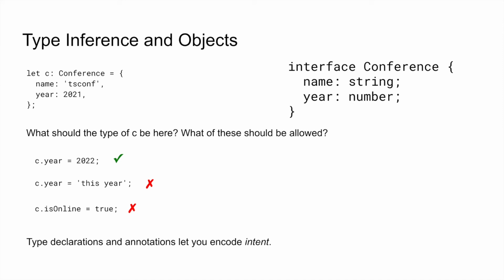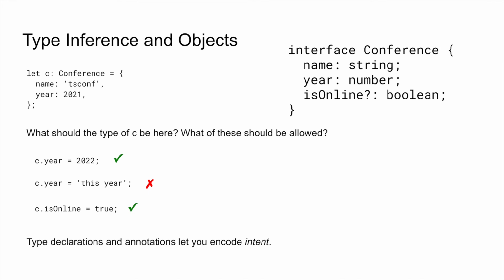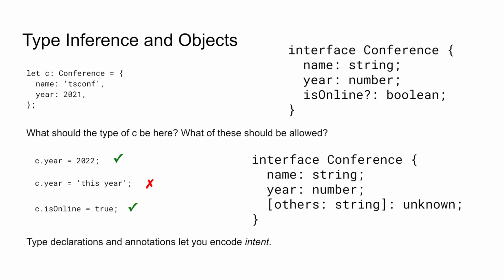But if you give it a different type, then the set of permissible values will be different, and so different assignments might be allowed, right? So if we say that year could be a number or a string, then the second assignment is valid. Or, for example, if we want to add an optional isOnline property, then the third assignment would be valid. But that's not the only way to make that assignment valid, right? For instance, you could add an index type, and in that case, the last assignment is valid, but interestingly, the middle one is still not, because year has to be a number. So one way to think about type declarations is that they tell TypeScript what you intend the set of possible values for a symbol to be.